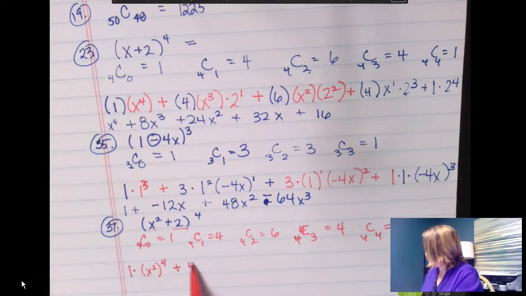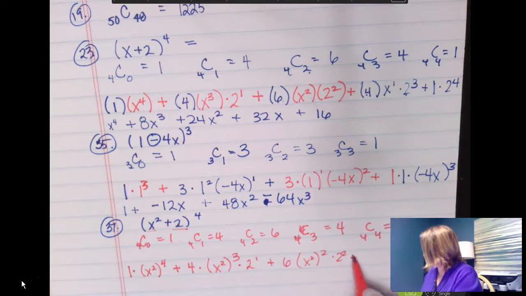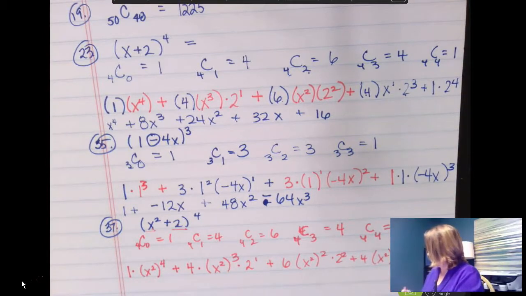So plus 4 times x squared to the 3rd times 2 to the 1st, plus 6 times x squared squared times 2 squared, plus 4 times x squared to the 1st times 2 to the 3rd, plus 1 times x squared to the 0 is just 1 times 2 to the 4th. So now let me go ahead and work out all my math.